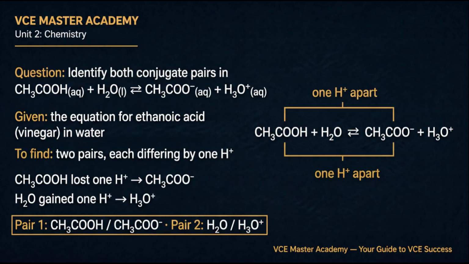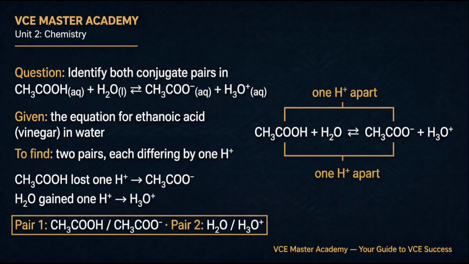Second type, ethanoic acid, the acid that makes vinegar sour, reacting with water. Find both conjugate pairs. Notice the double arrow. Ethanoic acid is weak. It holds its ball loosely. We need 2 pairs, and each pair must differ by exactly 1 H+. Match the partners across the arrow.